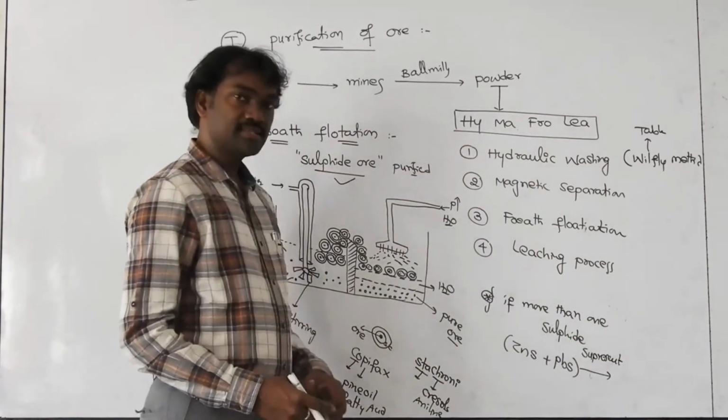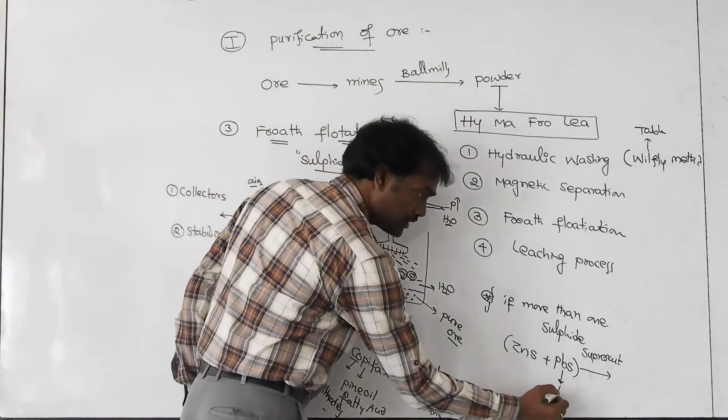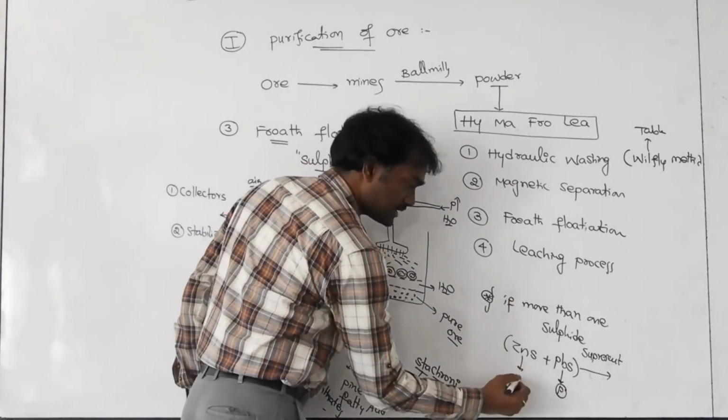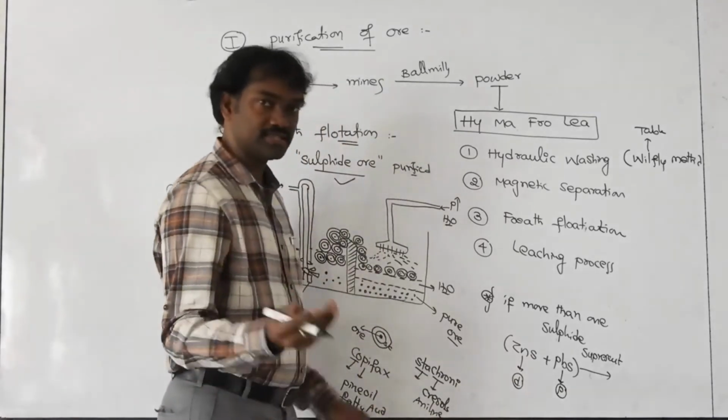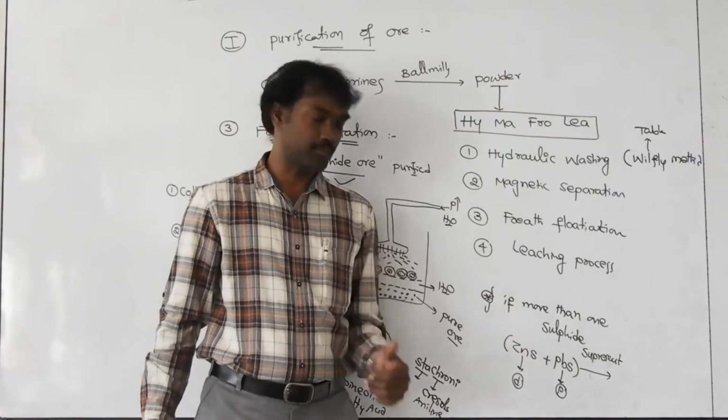See, the suppressant depends on what? The nature of the element. Lead is what? A p-block element. Zinc is what? A d-block element. What is the speciality of d-block elements? They readily form complex compounds.